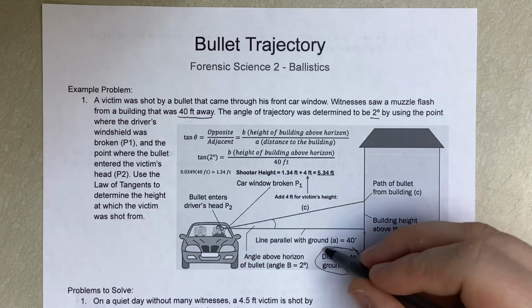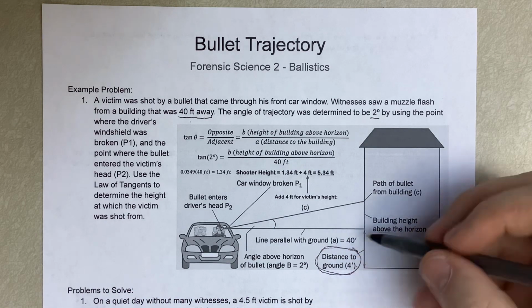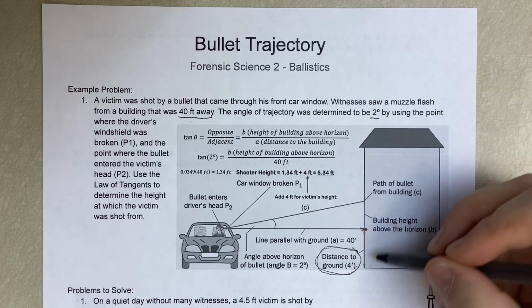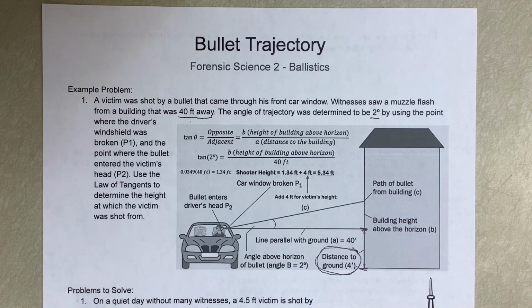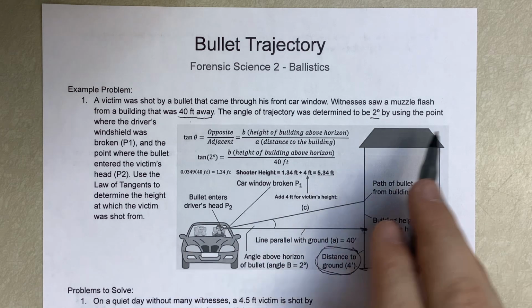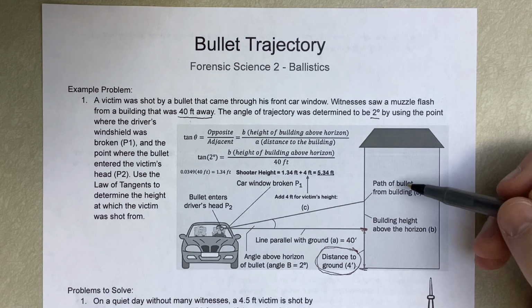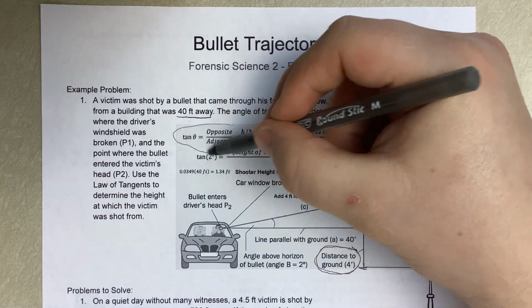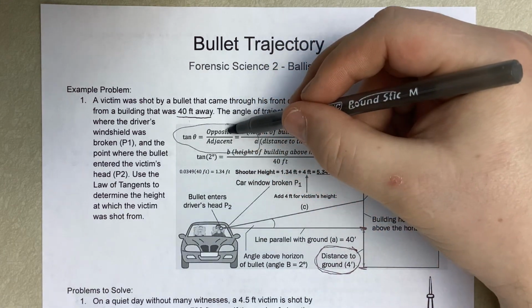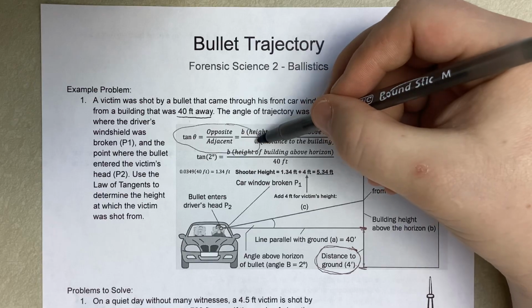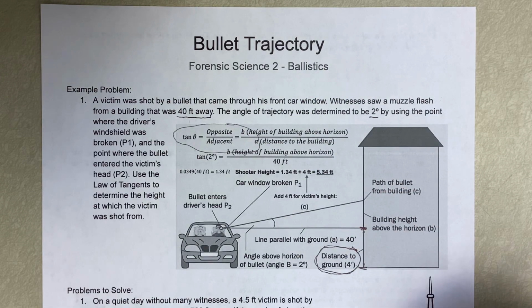It also gives us one more important piece of information, which is the height from where this bullet actually hit down to the ground over here. So it gives us a bit of a drawing to figure out how to work this whole thing. And it also gives us a formula to work with right here. Tangent of theta is equal to opposite over adjacent, or as we'll call it, B over A.